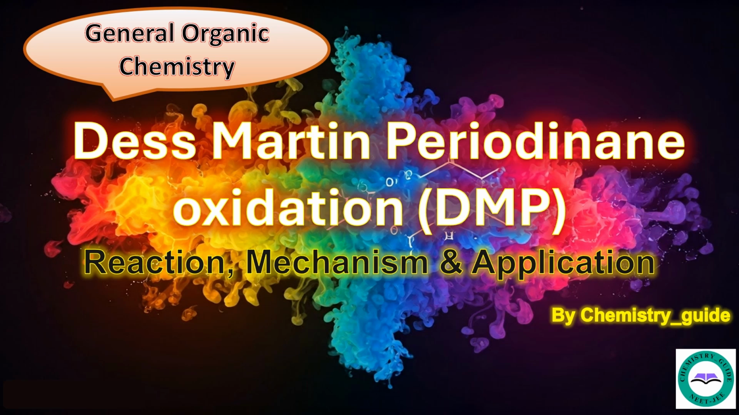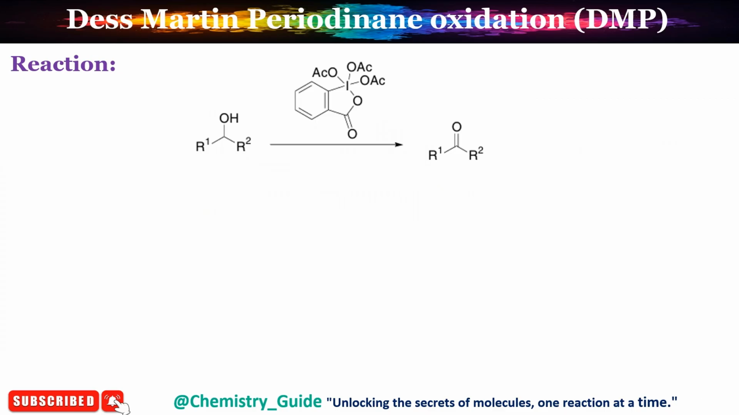Today we are going to see the Dess-Martin periodinane oxidation reaction. It is used to convert the alcohol to the aldehyde. Depending upon the alcohol, either primary or secondary, we will get an aldehyde or a ketone as a product. Let us see the reaction in detail.